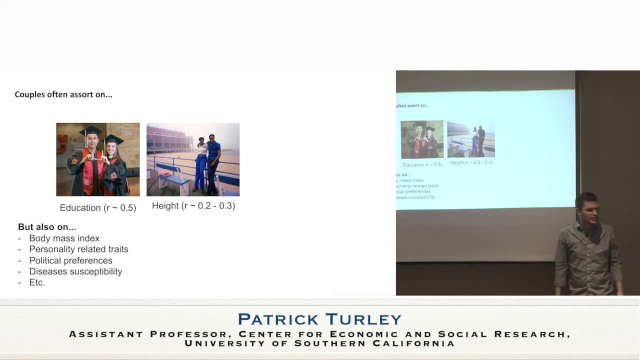Assortative mating is widespread for a lot of different phenotypes in the population. Two really prominent ones that as social scientists we might be interested in are sorting in education and sorting in height. These are two of the strongest phenotypes where we see sorting. At least, I guess there's other kinds of sorting like geography and skin color which are stronger than this even, I think. But these are two very prominent examples. There's also evidence of some sorting for other traits like body mass index, personality, political preferences, disease susceptibility. And so spouses or mate pairs often seem similar in these dimensions.